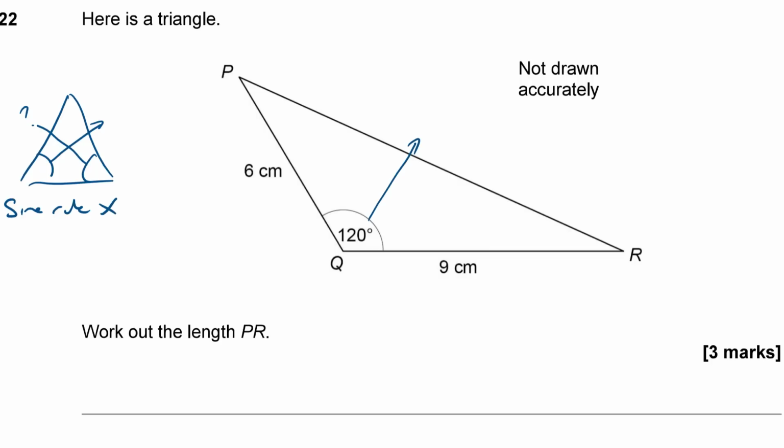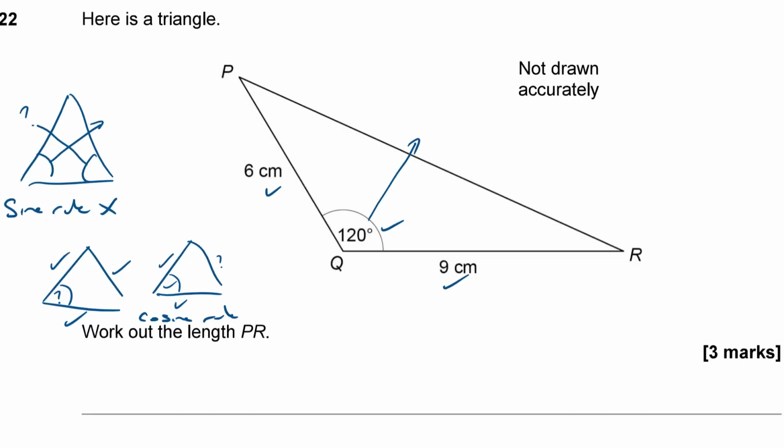Now the cosine rule is useful either when you have all 3 sides and you want an angle, then you can use the cosine rule. And the other time you can use the cosine rule is if you've got 2 sides and an included angle and you want the other side. And that is what we've got going on here. I've got 2 sides and an included angle, and I want to find the other side. So we're going to be using the cosine rule.